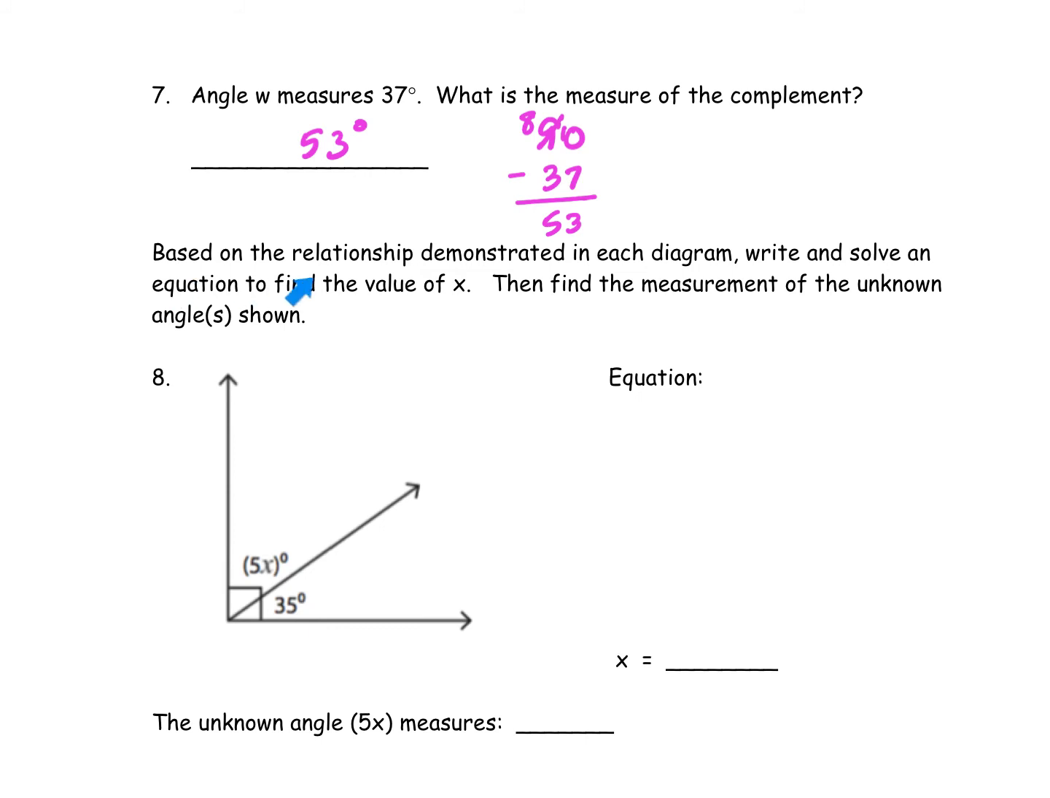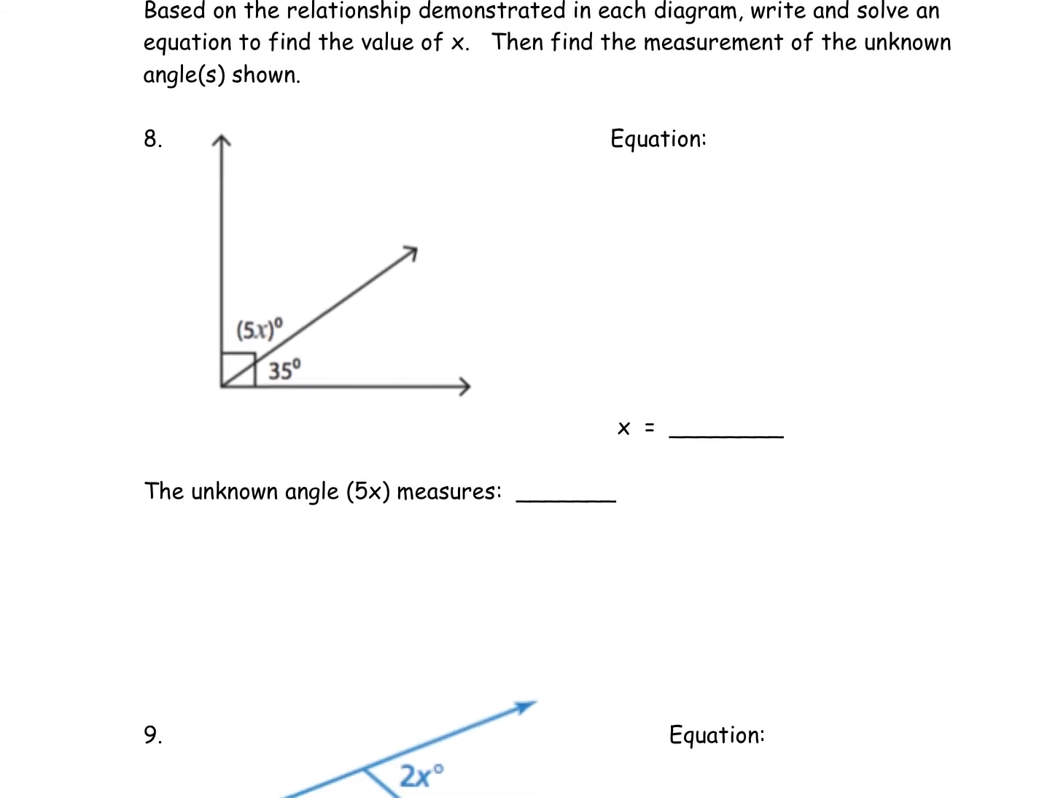Continuing, based on the relationship demonstrated in each diagram, write and solve an equation to find the value of x. Then find the measurement of the unknown angle or angles shown. So it says we need to write an equation. It asks us to find the unknown measure. In this case, it's 5x. What equation would help us find the measurement of the unknown angle?